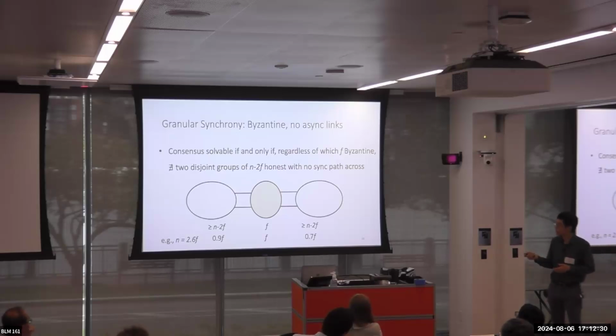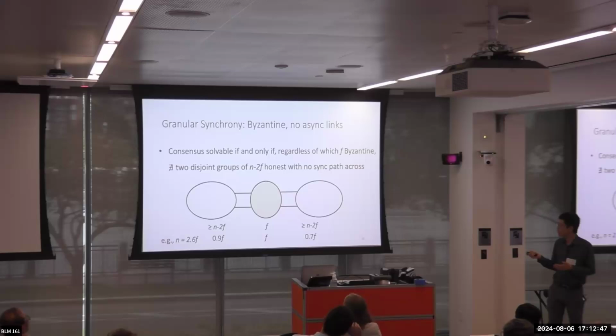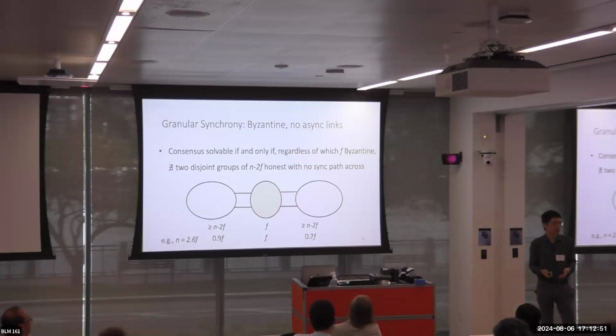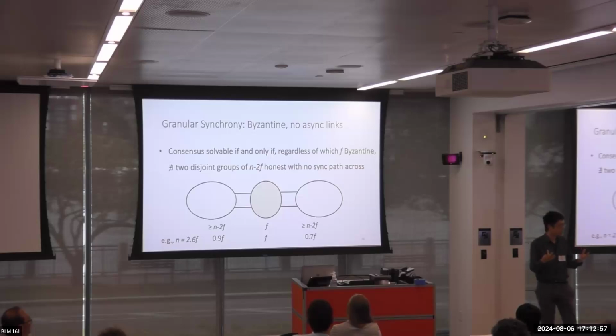So then this left group can believe that we are in a situation where the right group has crashed. Then they are everybody, so they need to make a decision. But same thing for the right one. The right group together with the middle Byzantine group need to make a decision. And these two are independent decisions by honest people, that will violate consensus.